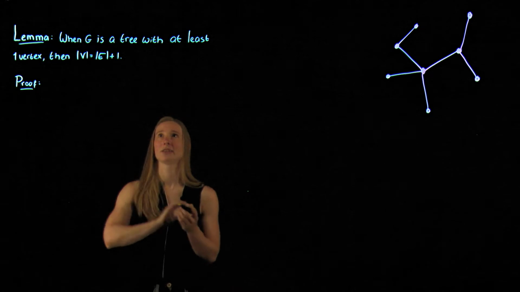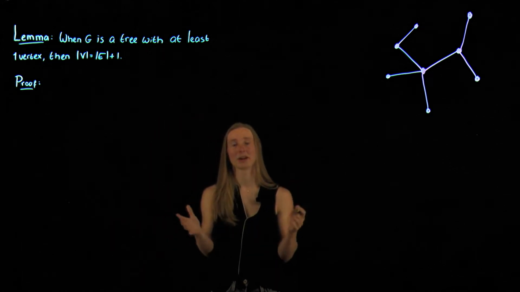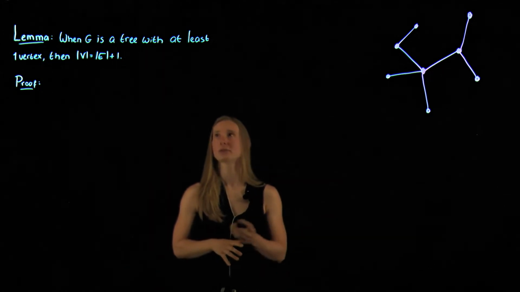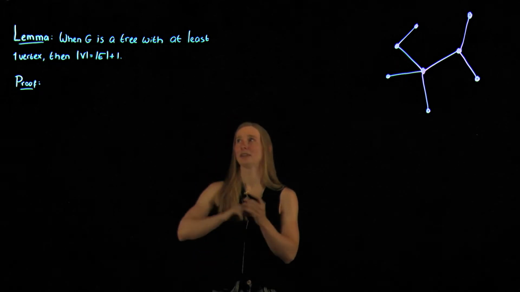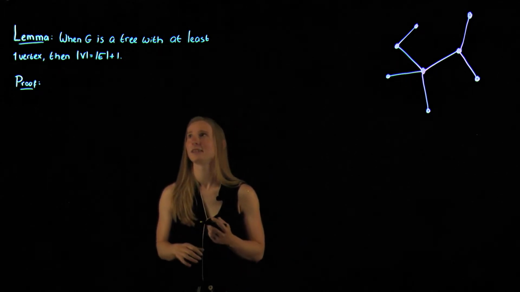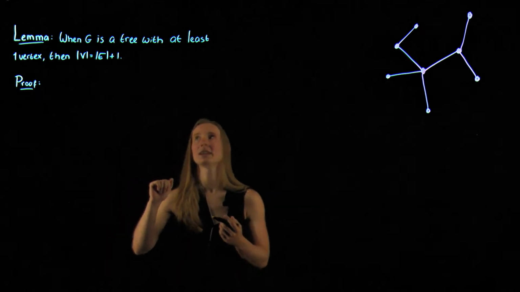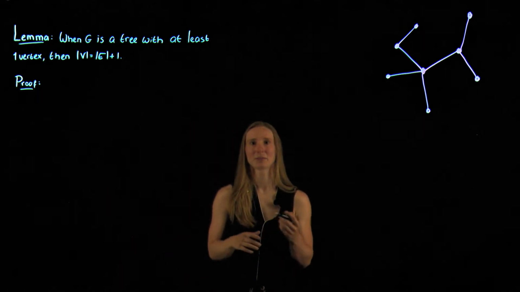When G is a tree, so remember a tree is a graph with no cycles, and we have at least one vertex, then the number of vertices is equal to the number of edges plus 1.